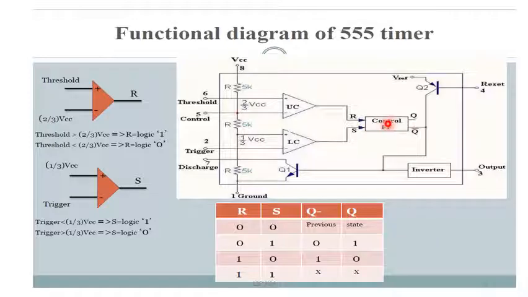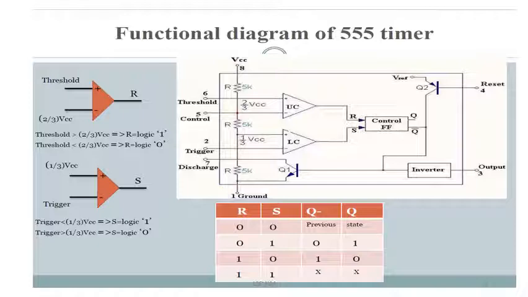We should know the working of flip-flops. It is basically a sequential circuit having two inputs and two outputs. We call them Q and Q bar. Q is the output and Q bar is the complement of that. Here R indicates reset and S indicates set. The truth table for the RS flip-flop I'll explain while explaining the working of the comparators.